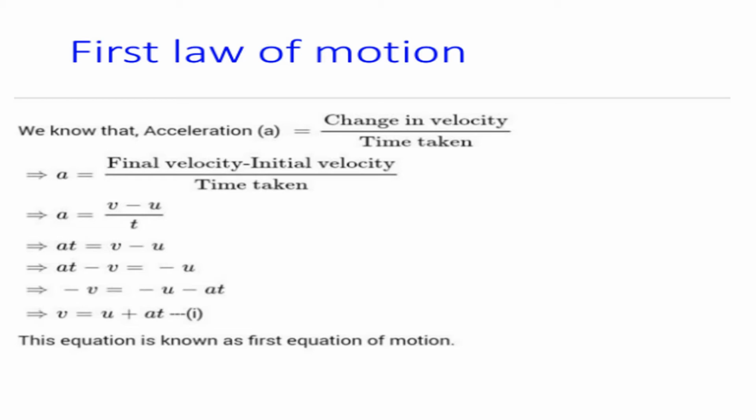Now from the definition of acceleration we know that acceleration is equal to the change in velocity divided by the time taken. And what is the change of velocity? Change of velocity is final velocity minus initial velocity. It means that a is equal to v minus u upon t. If we shift t to the left hand side, it will be multiplied by a, meaning at is equal to v minus u. So v is equal to u plus at. So this is your equation 1.